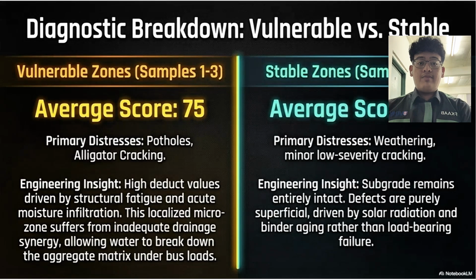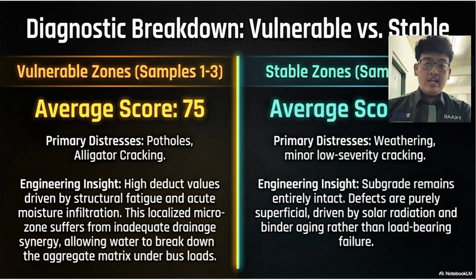For the diagnostic breakdown, vulnerable versus stable: the vulnerable zone, samples 1 to 3, the average score is 75. Primary distress is potholes and alligator cracking. Engineering insight: high deduct values driven by structural fatigue and acute moisture infiltration. This localized microzone suffers from inadequate drainage synergy, allowing water to break down the aggregate matrix under the bus load.